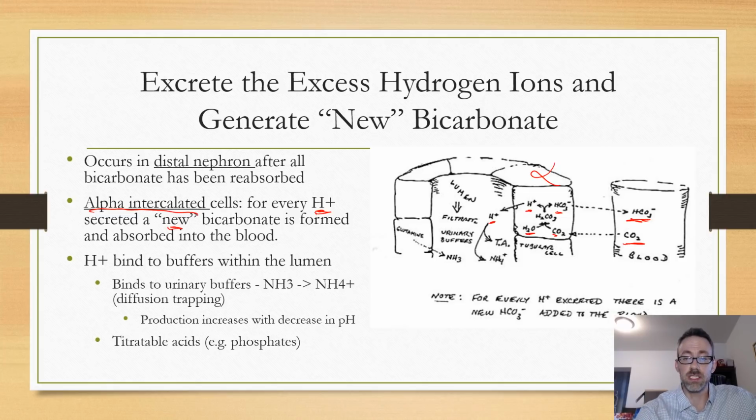All right, so it's going to bind to buffers, and the TA stands for titratable acid, so we have buffers that we call titratable. One of the main ones is phosphate, so it can bind to phosphate, and another one is ammonia. So we have the NH4, which is produced from glutamine. So glutamine can produce NH3.